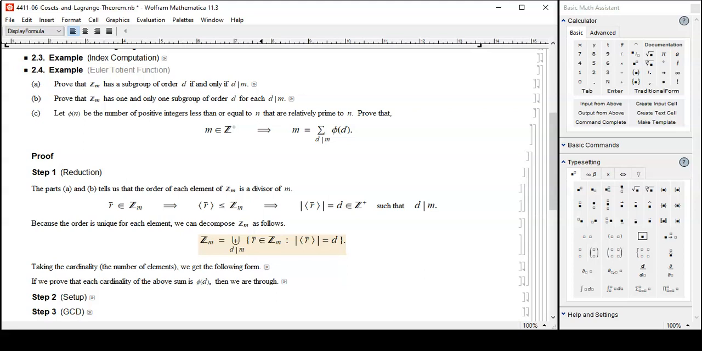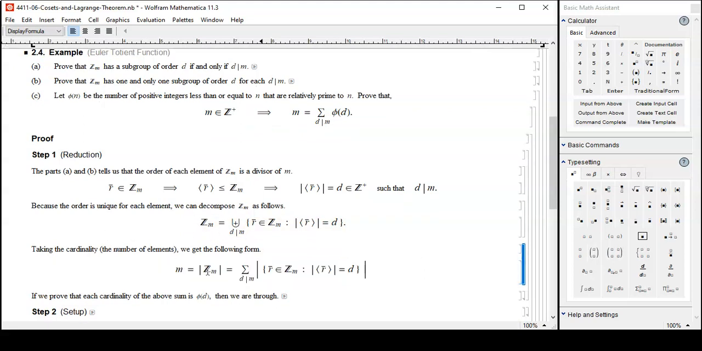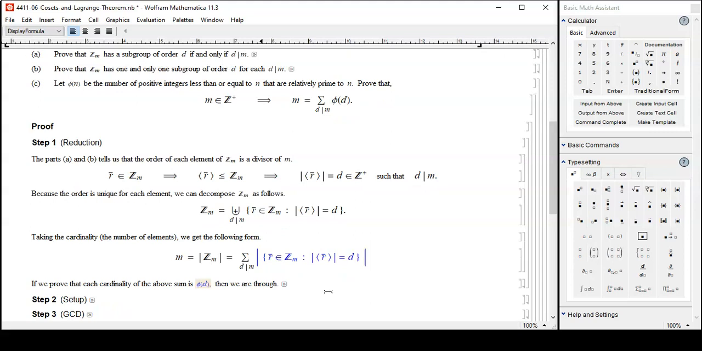Now, how does that help? Let's take the cardinality. If you take the cardinality of the left-hand side, then the cardinality of Zm is m, and on the right-hand side, we have a disjoint union, so we have a summation of the cardinality of the sets here. And let me highlight this cardinality of the set on the right-hand side in blue, and I claim that's phi of d. That's what we have to prove.